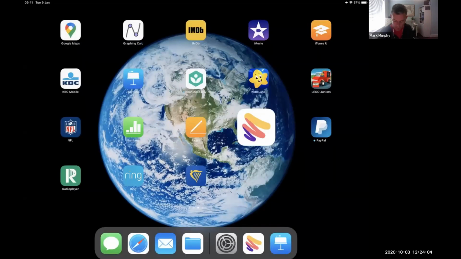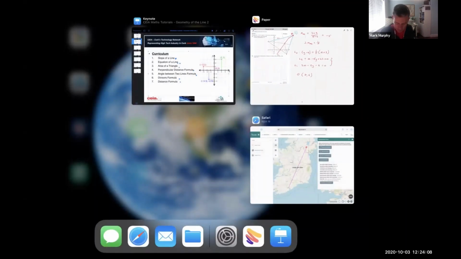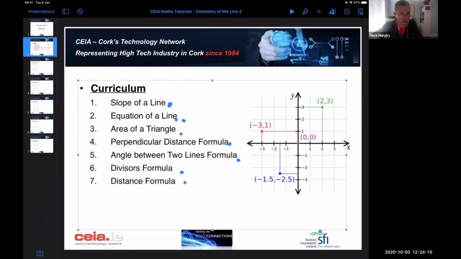I'm finished. Let me just go back to something. We've gone through everything. We've done the slope of the line, the equation of a line, the area of a triangle, the perpendicular distance formula, the angle between two lines formula, the divisors formula, and the distance formula. We've covered everything. I'd spend most time on the slope of a line and the equation of the line, because the rest are just formulas. If you can really understand those, and what's really important is setting up diagrams, being able to draw a line.